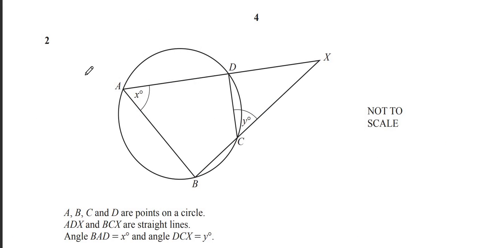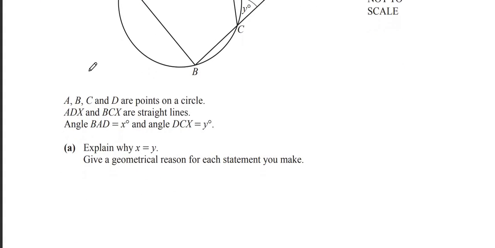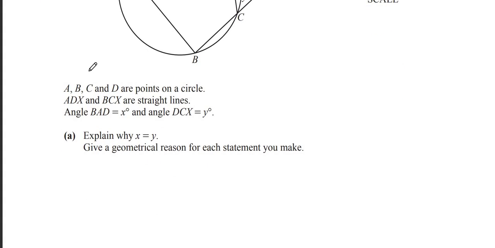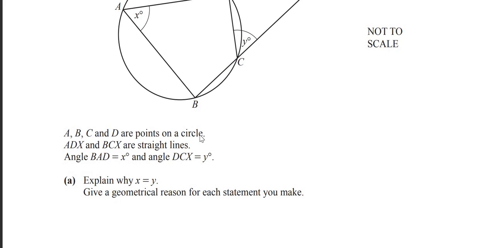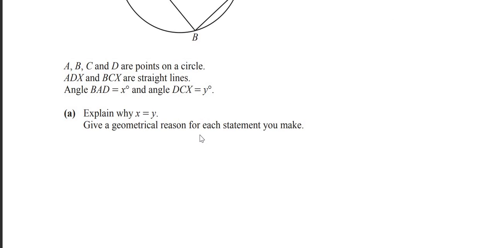Now we are on question 2. It says A, B, C and D are points on the circle. ABX and BCX are straight lines. Angle BAD is equal to x and angle DCX is equal to y. Explain why x is equal to y. Give a geometrical reason for each statement you make.